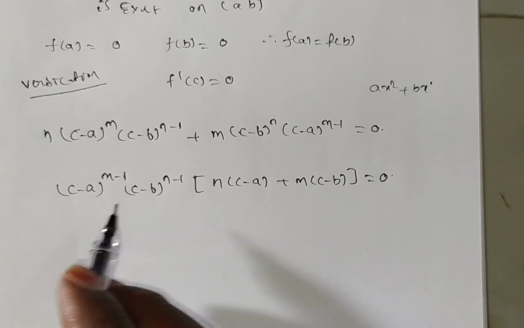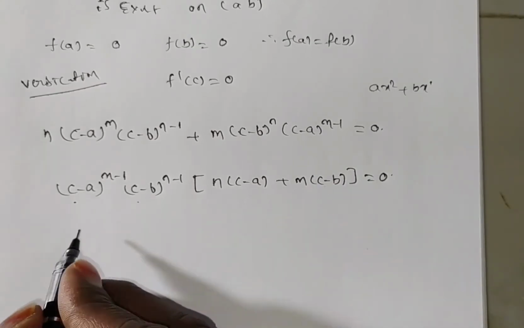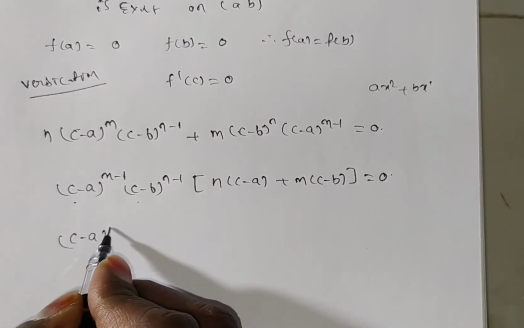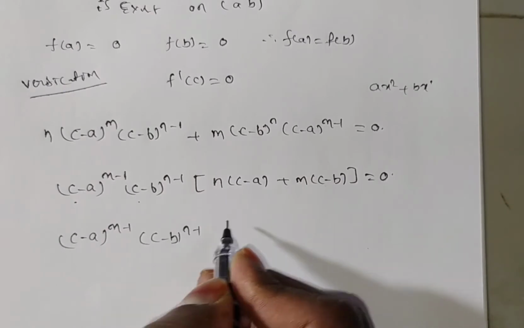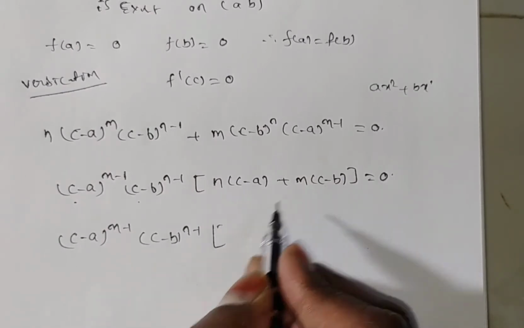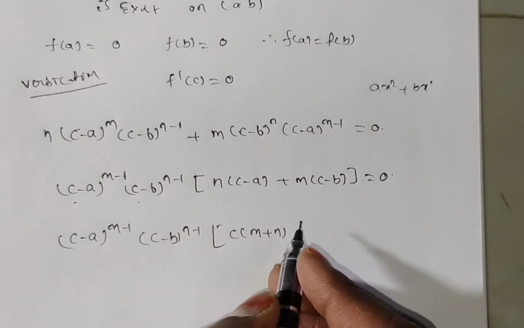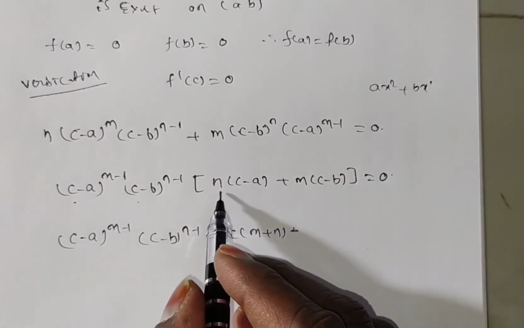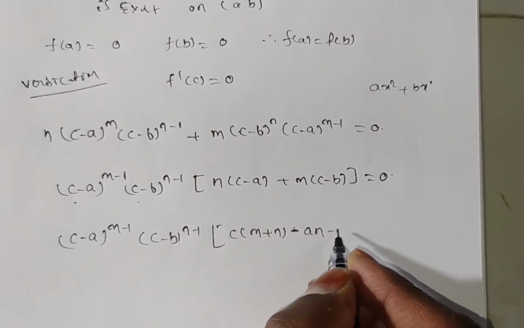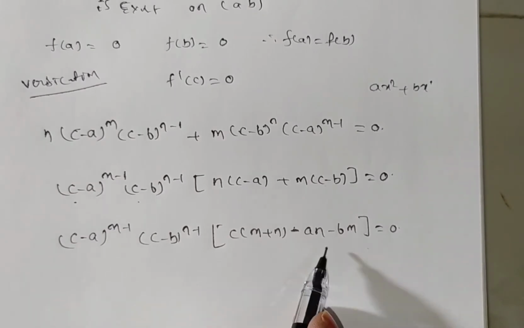Now you observe a, b, c. Now I am simplifying this and then I will get one value. First of all I will simplify that. Then I will have (c minus a) power m minus 1 into (c minus b) power n minus 1 into, taking c common, (n plus m) c. Next I can take a, the remaining term, minus an minus bm, is equal to 0. Now the product of three functions is 0.